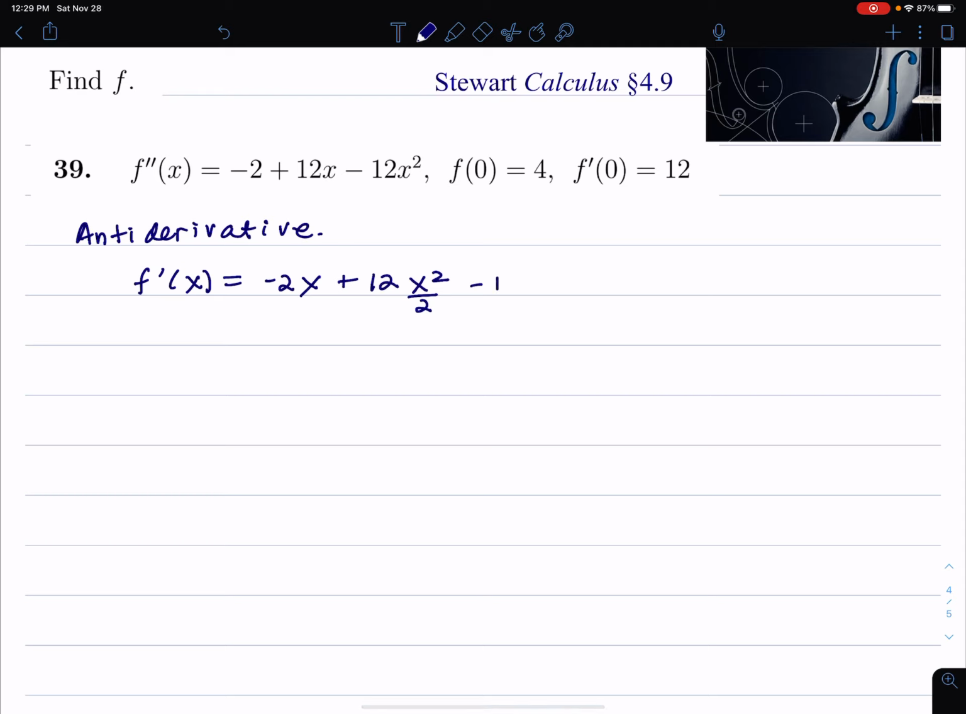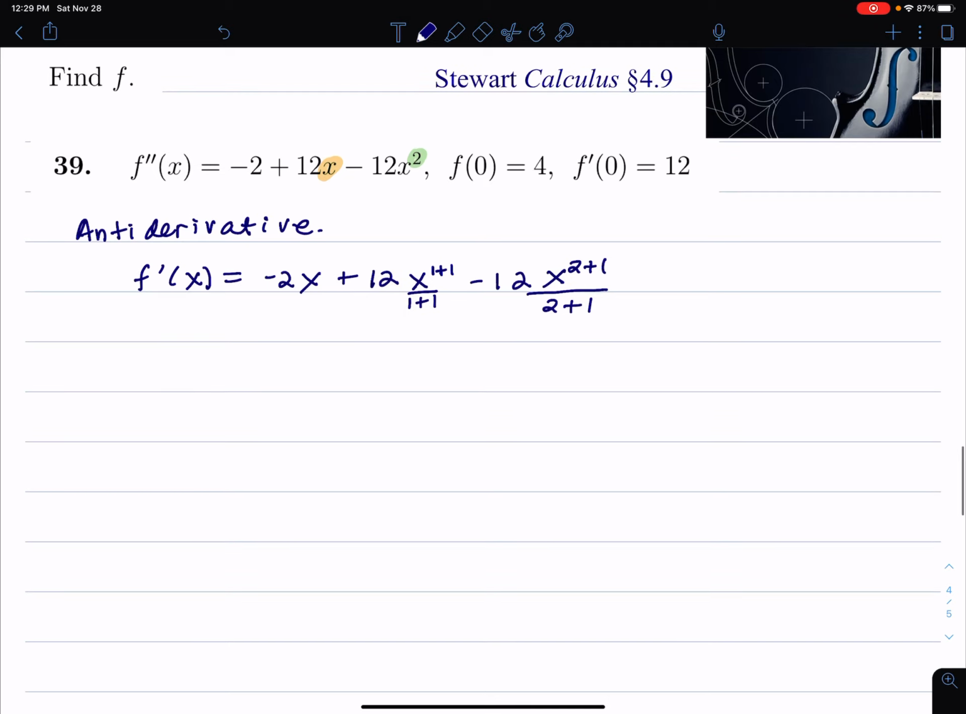But I come to x squared. I have this exponent 2. What do I do? I take the 2 and I add 1 and I divide by 2 plus 1. Even over here, maybe I should have shown more work. When I got to x, you can say that's x to the first power. Then you do 1 plus 1, divide by 1 plus 1. That's the power rule.